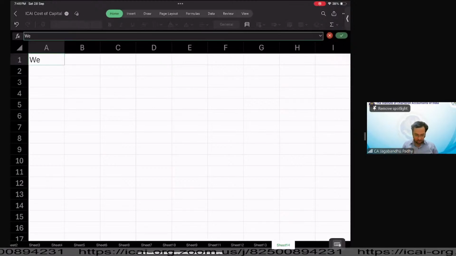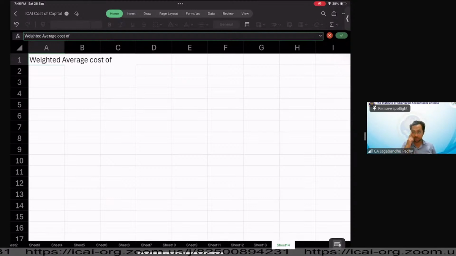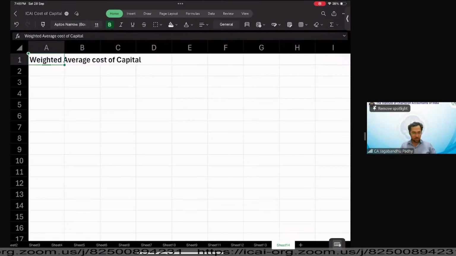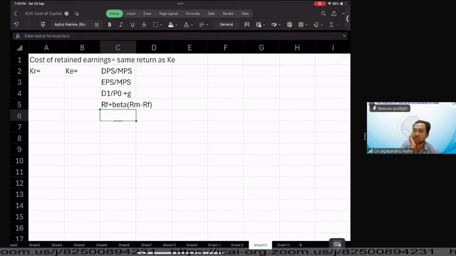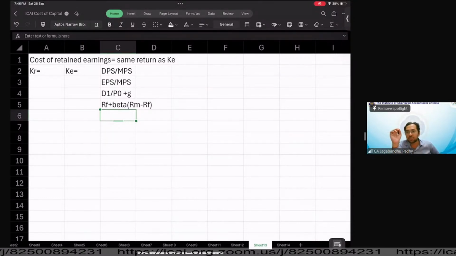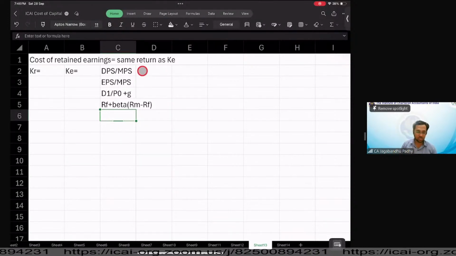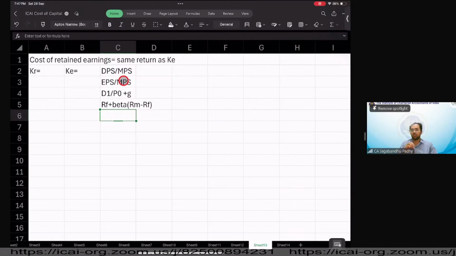Now, the last concept is weighted average cost of capital. One thing to note is whenever the question gives you any information regarding flotation cost, that flotation cost is always going to be subtracted from the market price. Okay, because whatever is the market price, from that you're going to subtract the flotation cost.